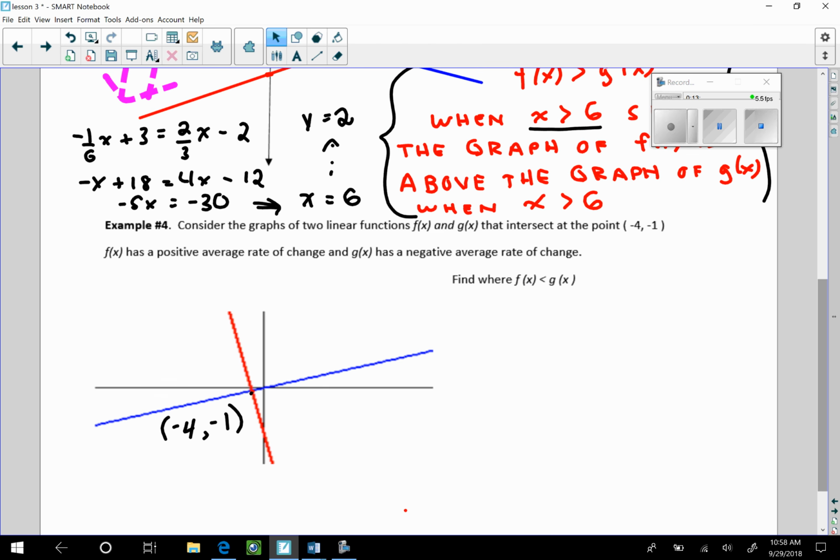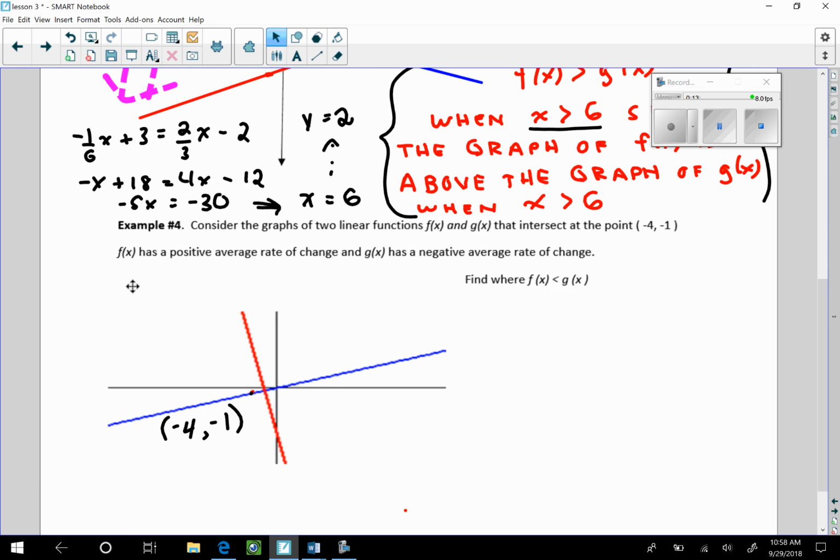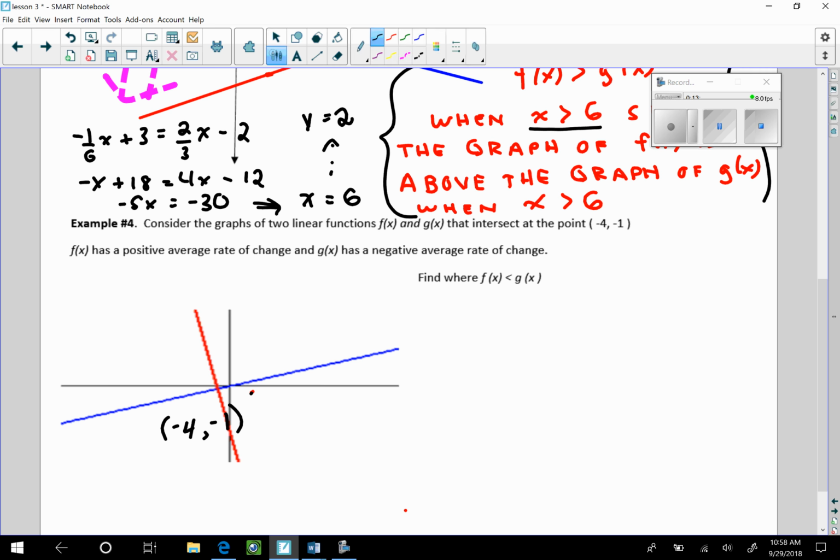Example number 4 considers the graph of two linear functions that, in this particular example, tells you when they intersect. They're going to intersect at -4, -1. f of x has a positive rate of change, and g of x has a negative average rate of change. Your task is to label the graphs with the appropriate f and the appropriate g, and then answer this question: when is f of x less than g of x?